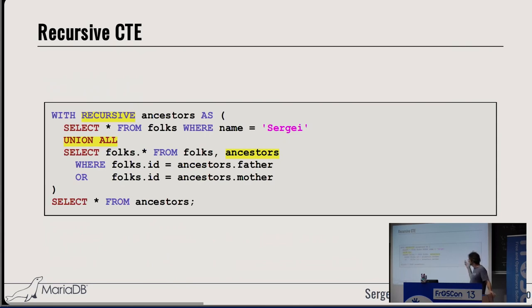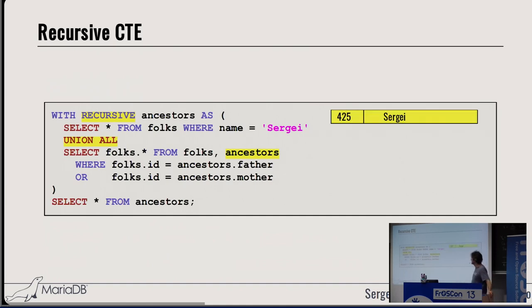What does this all mean? What does this SQL mean? How would it be executed internally by the database engine? First, the engine executes the first non-recursive part of the CTE, the bootstrap select, selects from folks where name equals Sergey, and selects me.